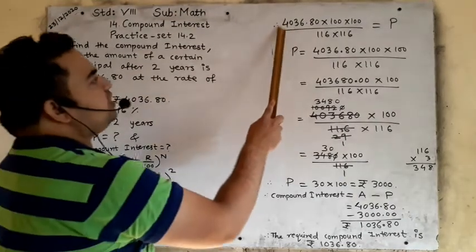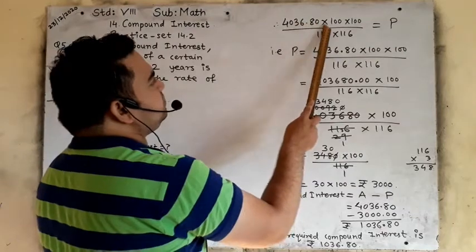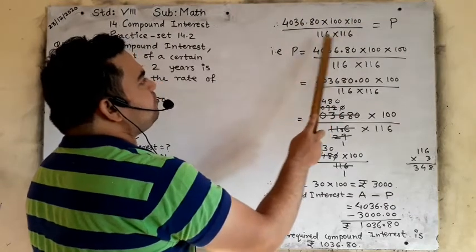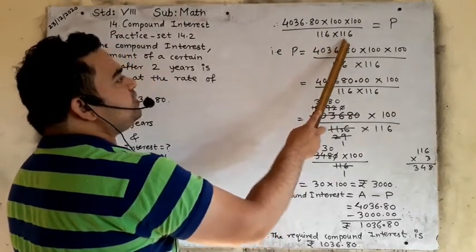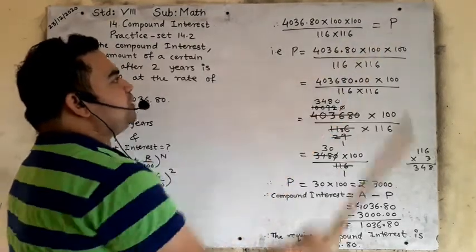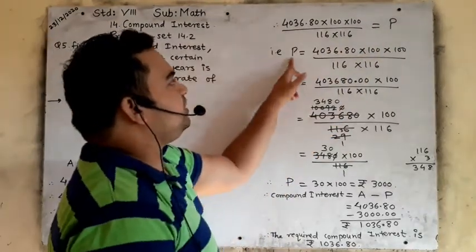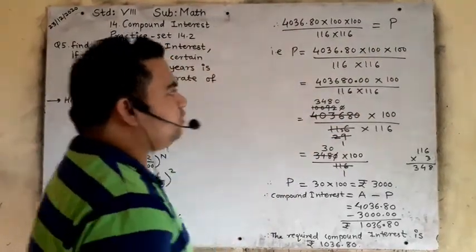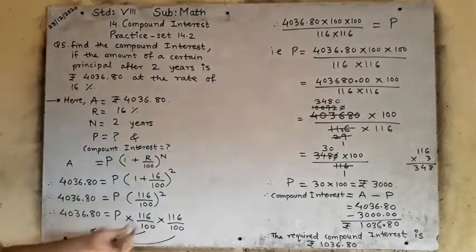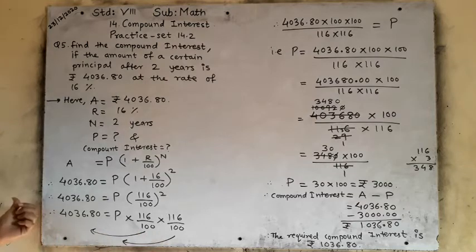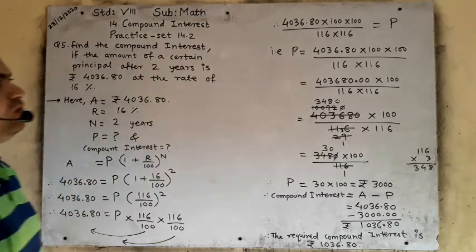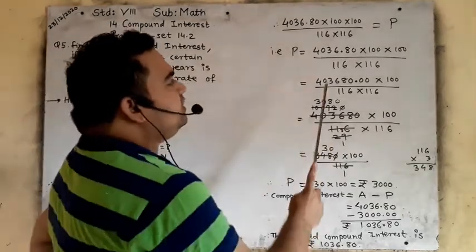See here, 4,036.80 multiplied by 100 multiplied by 100 upon 116 multiplied by 116 is equals to P. इसको सीधा लिख दो, that is P is equals to, ये सब सीधा लिख देंगे. ओके, यहाँ पे 100 ऊपर गए, 116 नीचे आए. Why? Because these two fractions goes to the left hand side, they will reciprocal. Okay, उल्टा हो जाएंगे. Now it is easy.